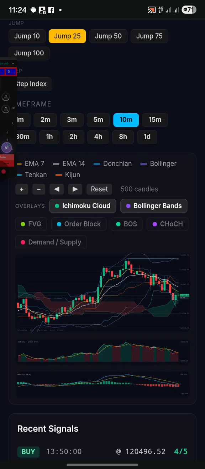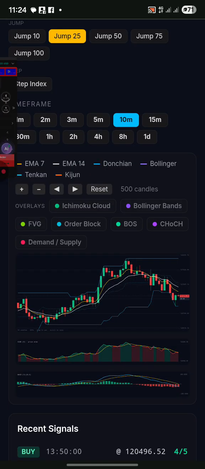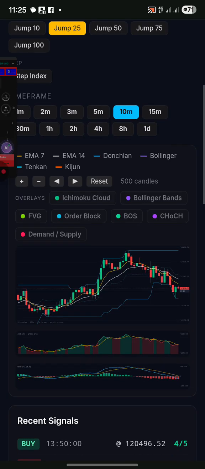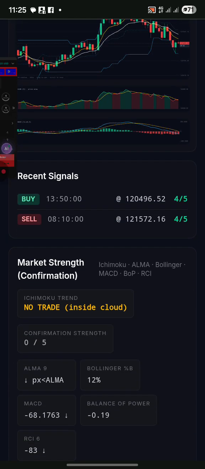For example, if you need to switch off the Bollinger Band, you just click that and it disappears. If you need to switch off Ichimoku, it will disappear itself. So we remain with the Donchian channel and moving averages, that is the period of 7 and 14. I have already set them.